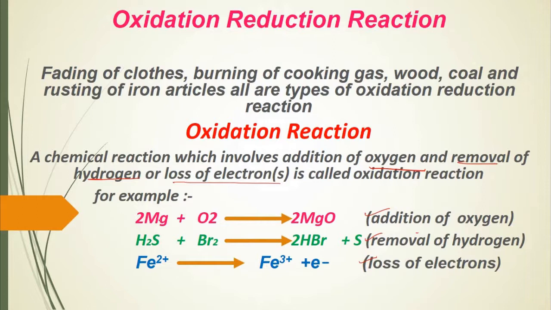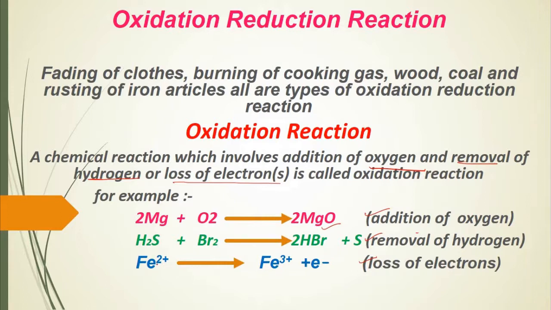For example, magnesium reacts with oxygen to form magnesium oxide. Here a magnesium compound forms when oxygen is added to magnesium. In the second example, H2S, hydrogen sulfide, plus Br2, bromine, gives 2HBr plus S. Here hydrogen is removed from S and it forms hydrogen bromide and sulfur. This is the removal of hydrogen.